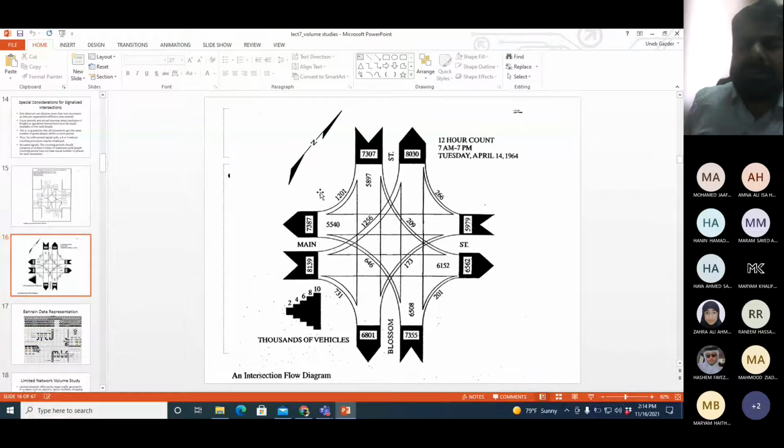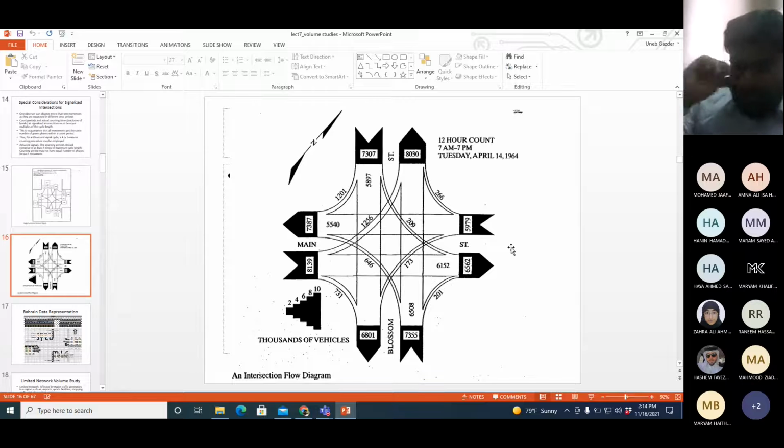Again, you see arrowheads and tails are connected now with lines, and on these lines you see the number. Okay, so lines are showing the movement direction and the numbers are the vehicles going into that movement. Okay, so 1201 vehicles took a right turn from the Blossom Street to the main street. Okay, similarly 5897 vehicles went straight on the Blossom Street. Okay, and so on and so forth.